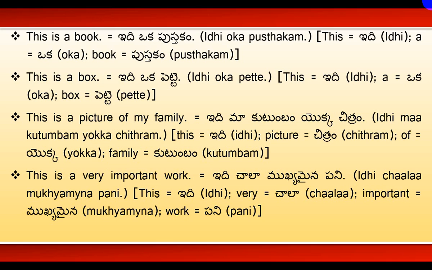This is a picture of my family means ఇది మా కుటుంబం యొక్క చిత్రం. Here this means ఇది, a means oka, but no need to say this word in the Telugu sentence. Picture means chitram, of means yokka, my means na, but in this Telugu sentence we use the meaning of our, which means ma, family means kutumbam.